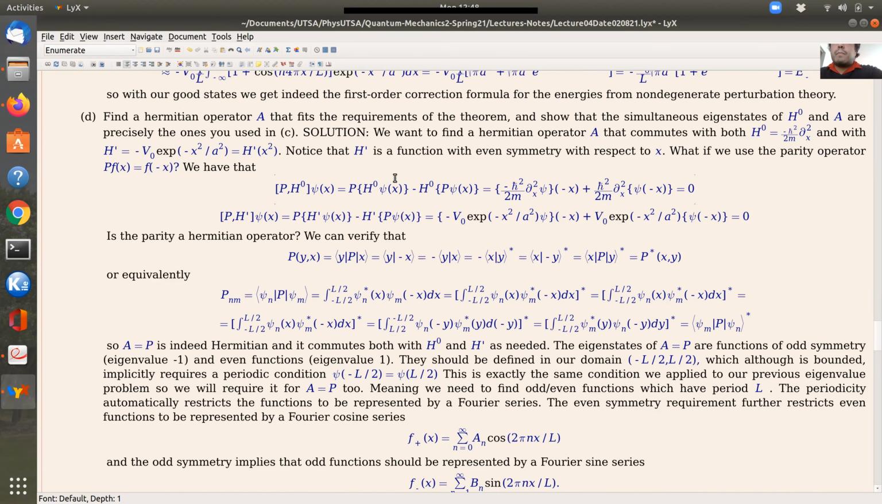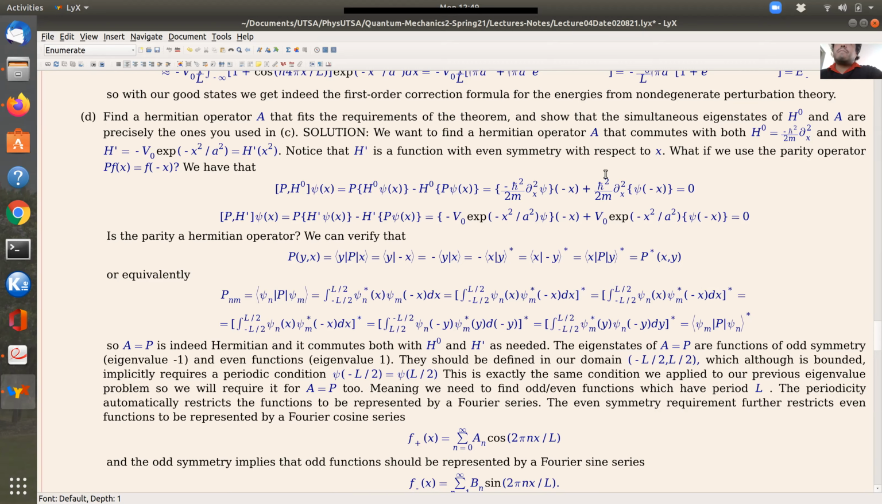So you want to find a Hermitian operator A that commutes with the unperturbed Hamiltonian, which is only a kinetic energy operator made basically of momentum operators, and with H prime, which is this Gaussian perturbation that depends on x squared. I'll have to give you the solution right away, but the important thing to notice is that H prime, the perturbation, is a function with even symmetry with respect to x, because since it depends on x squared, it doesn't matter if you use plus x or minus x.